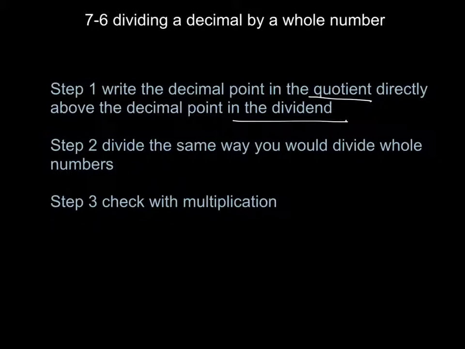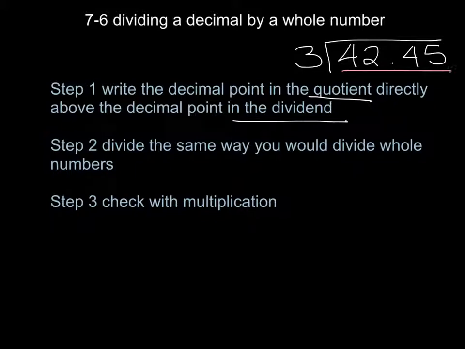So for example, if you had $42.45 divided by 3, the dividend is your 42.45. So in the quotient, which is the answer to a division problem, they want you to take the decimal point and go directly up and put it right up top. Then you divide, just like you would if you were dividing two whole numbers, and then use multiplication to check. And we'll do a few examples throughout the video. So let's take a look at that example.